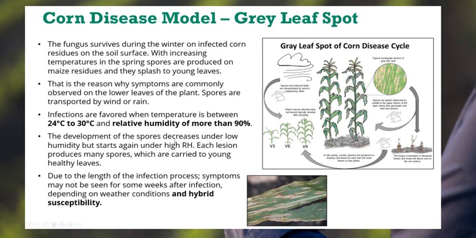So ideally, this disease needs good humidity, high humidity, 90% or more, and temperatures of 24 to 30 degrees Celsius to develop. So the development of spores will decrease under lower humidity conditions, but then can reinvigorate again under the proper higher relative humidity conditions. So it's an opportunistic disease which can carry on throughout the year based on the environmental conditions changing. So you have to pay attention to that. Due to the length of the infection process, though, symptoms may not be seen for some weeks after an infection event, depending upon the weather conditions and the hybrid susceptibility.